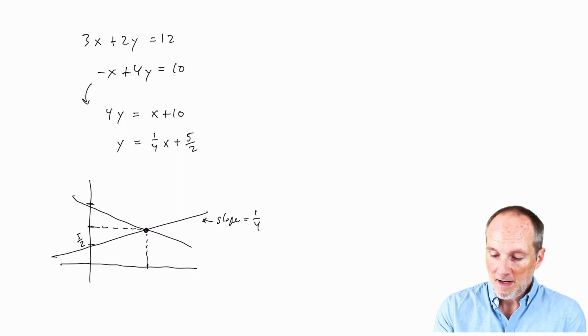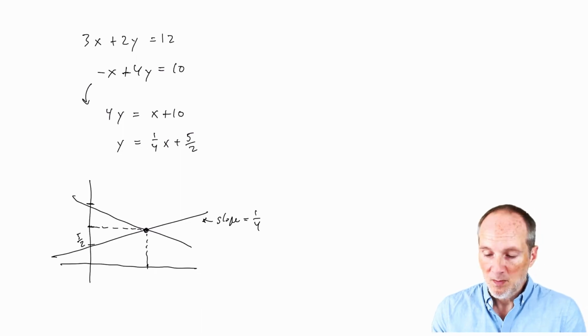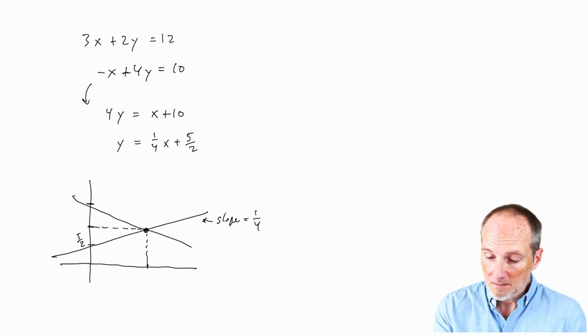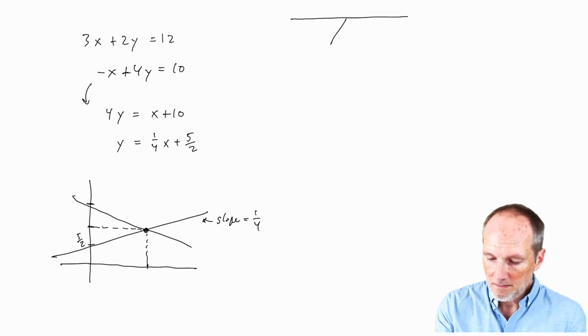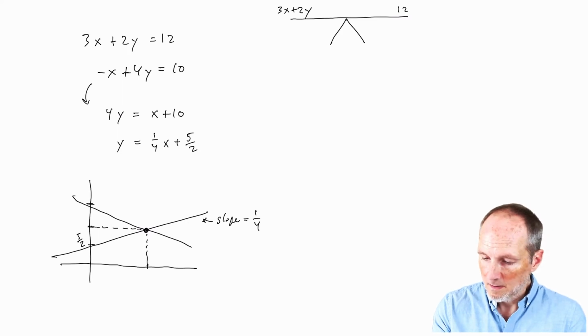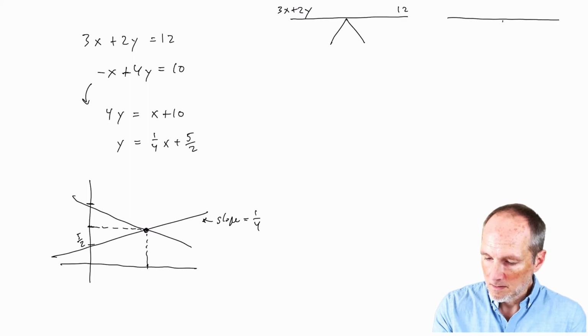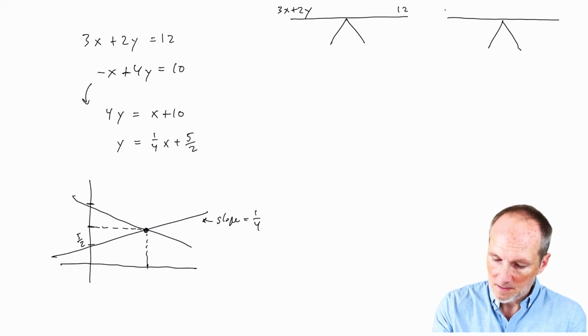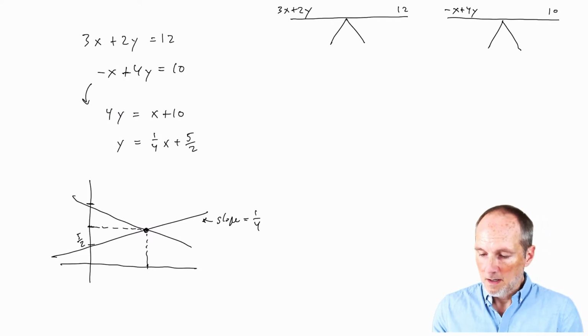Well, for that I would go back to the scales, but now we have two scales. There's one scale for the first equation. On one side there's 3x plus 2y, on the other side there's 12. The other equation has minus x plus 4y and 10.